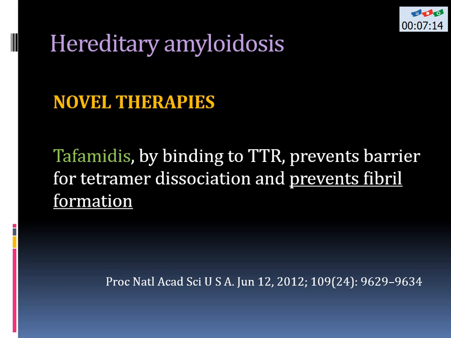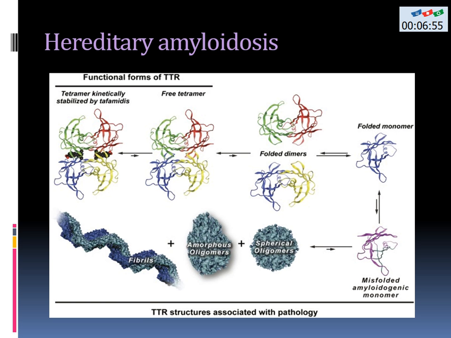What are the novel therapies? Tafamidis is a novel therapy for hereditary amyloidosis. It acts by binding to the protein itself, the transthyretin. And it prevents the dissociation, again, without going through a lot of details, it prevents the folding and unfolding of these fibrils. This is a diagram showing the transthyretin. This is the transthyretin molecule.